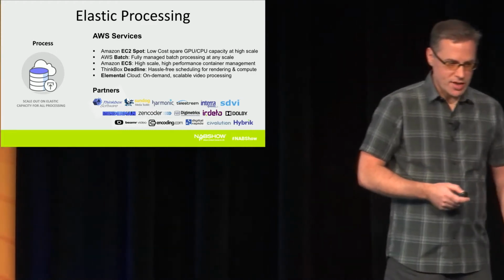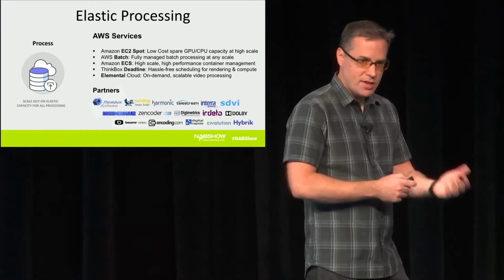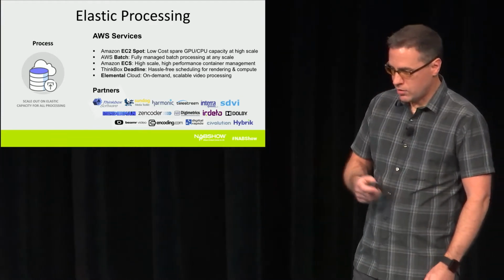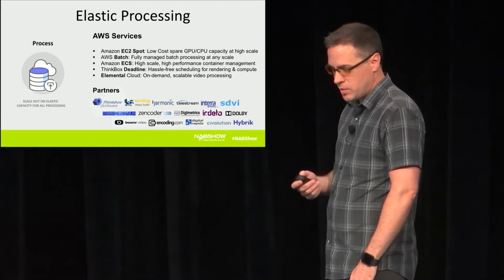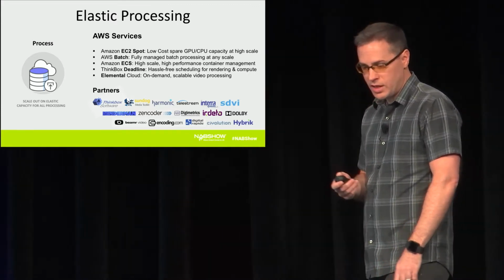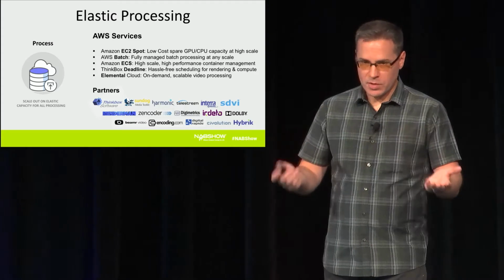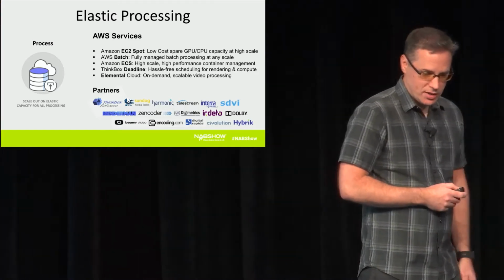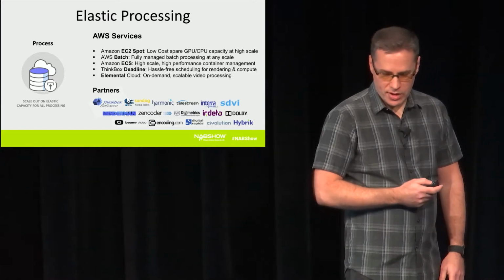So we sort of looked at that as the model here. Could we use Spot and ECS in combination? But there are two other last options here. The one is we recently acquired ThinkBox Deadline. So this is your scheduling for rendering and compute. And then obviously Elemental Cloud is another option here.